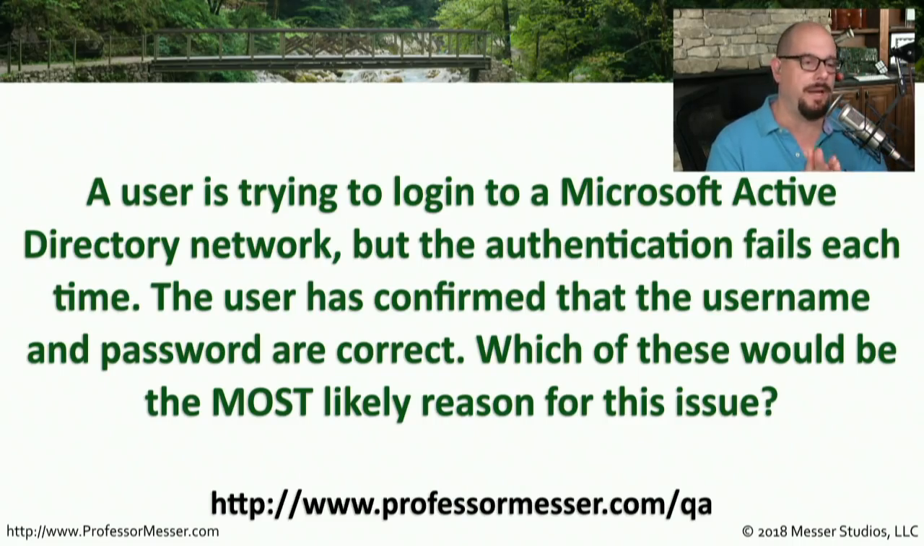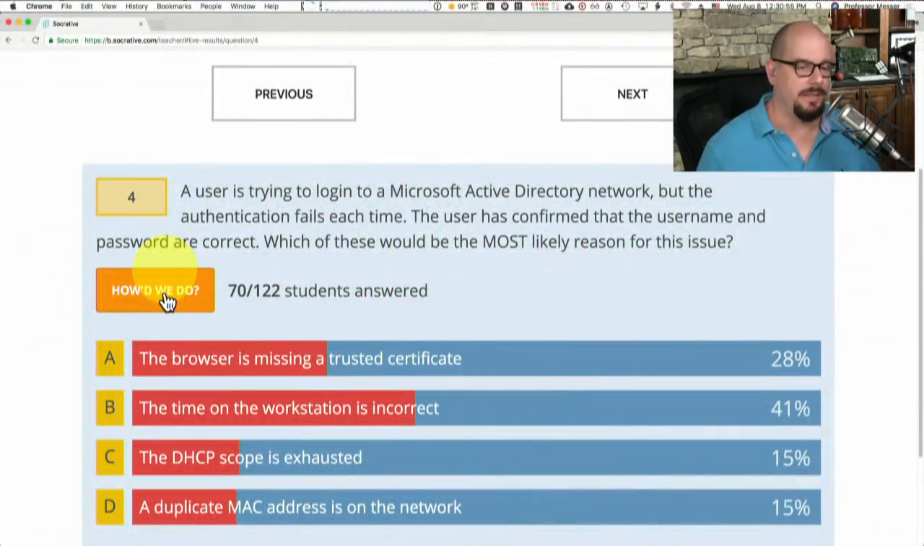So let's see if we know. A number of you have answered this one, where your authentication has failed, but why? I'm going to take a sneak peek and see if we know. We really don't know. We're all over the place on this one. So 41% of us have said the time on the workstation is incorrect. Not quite a majority, but certainly the largest number that we have here. 28% of us have said the browser is missing a trusted certificate. And then we have a tie for third, 15% apiece, with the DHCP scope is exhausted or a duplicate MAC address is on the network.